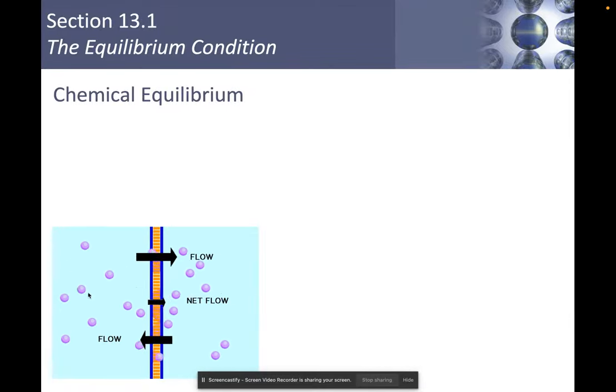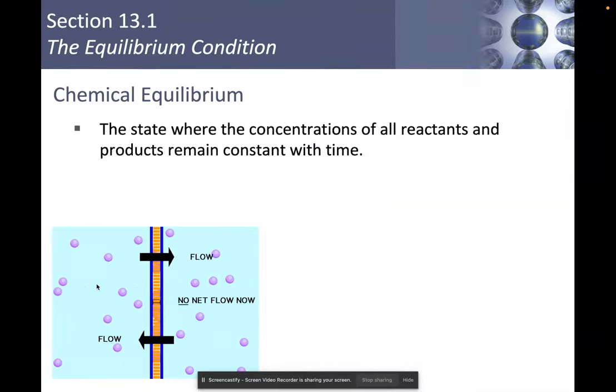So notice that what we have here is a good example of equilibrium. We had too many molecules on the left, and we didn't have very many on the right. But eventually, the flow rate going in and going out ends up becoming equal over time, so that there's no net flow. So what is equilibrium?